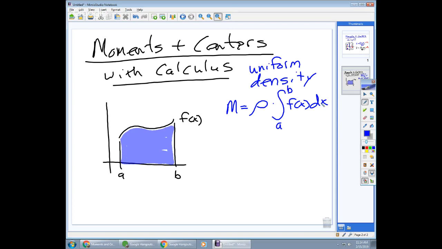Sometimes these plates are called lamina. They're just thin sheets of stuff with uniform density. All right, so next we need to figure out how to turn that into a center of mass. To do that, I'm just going to isolate a rectangle in here, like we've done before to get area, and use that rectangle to help me figure out the center of mass.